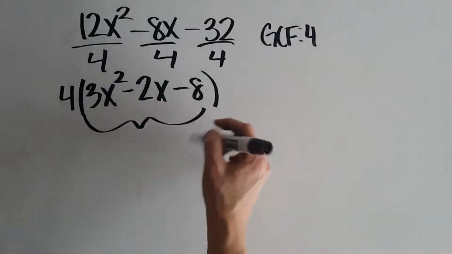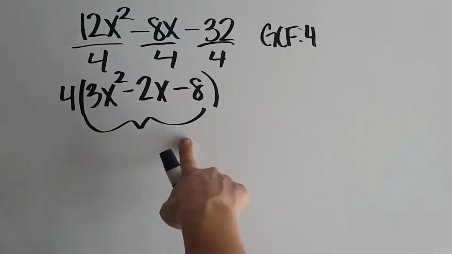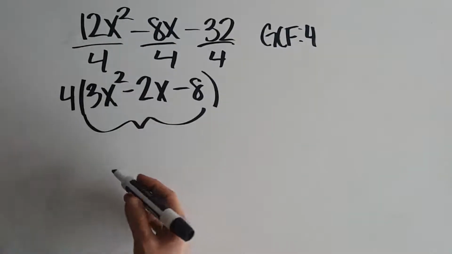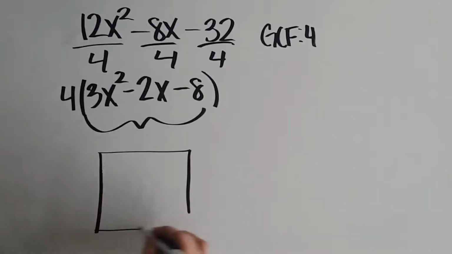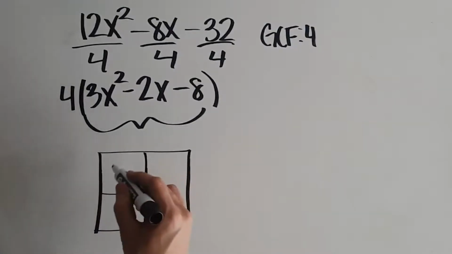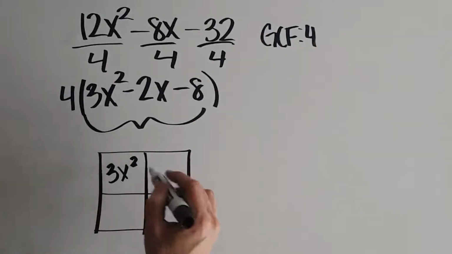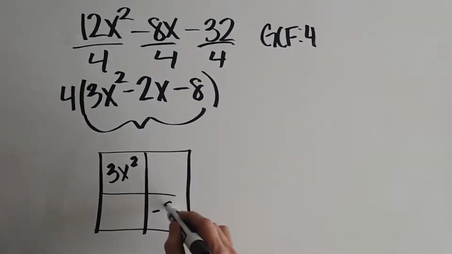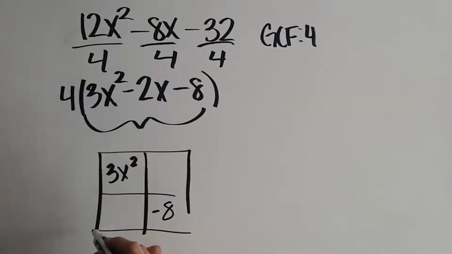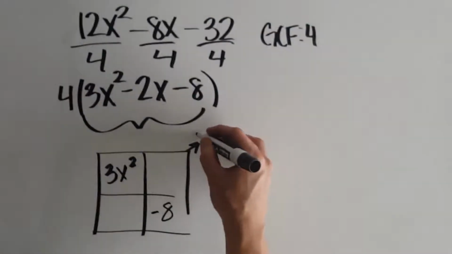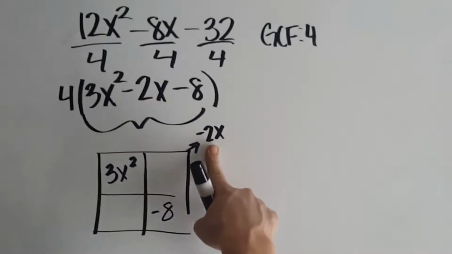Now we're going to take our new quadratic trinomial, and we're going to set it up in our box. So we know the first box is always your A, the last one is your C, and these two corners will combine, or should combine, to be negative 2x. That's what we're looking for.